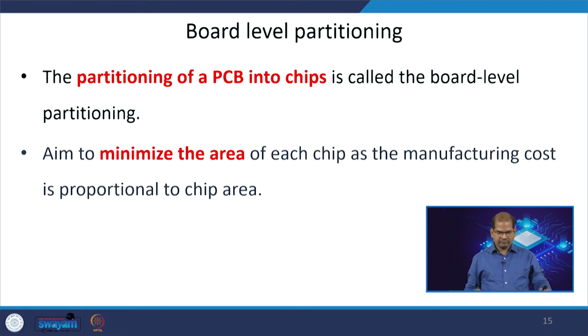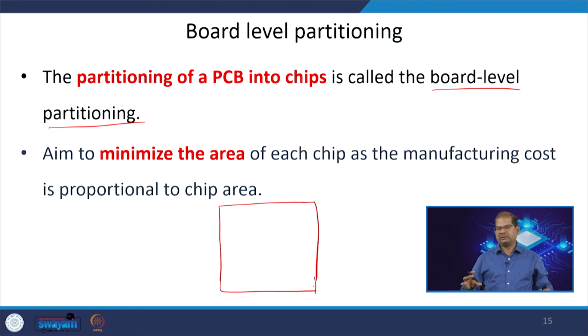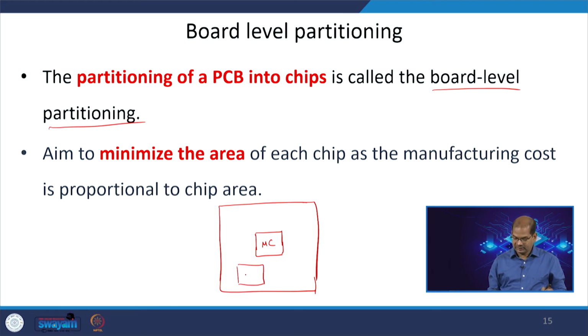Okay. So, now I will go to board level partitioning. Board level partitioning is basically partitioning of a PCB into chips. This is called board level. Let us say I have to design a microcontroller board. Okay. I want some minimum number of pins needed for my system. I need to have a microcontroller. I have some memory; off chip memory, flash memory is needed. So, the memory I need to add.